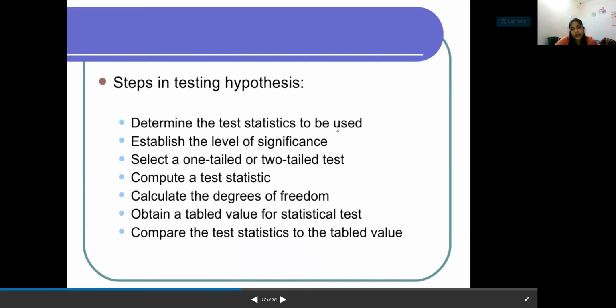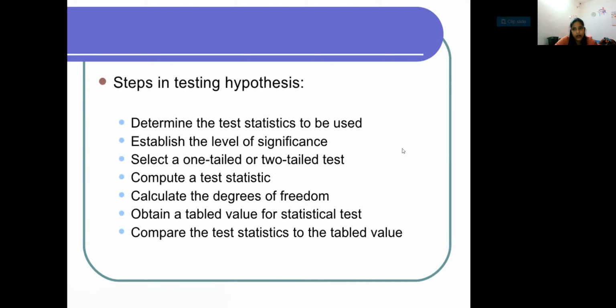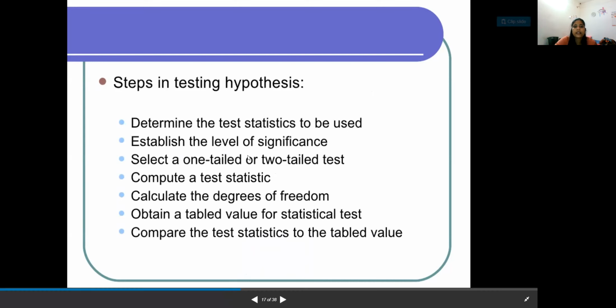Determine the test statistic to be used. Which test are we using? Chi-square test we are using, and establish levels of significance, the 0.01 level or 0.05 level, we have to identify. Select a one-tailed or two-tailed test. We can use either one. Compute a test statistic, calculate the degree of freedom, and obtain the table value of the statistic and compare the test statistic to the tabled value. And we have to check at the 0.01 level and 0.05 level, comparing with that table value.